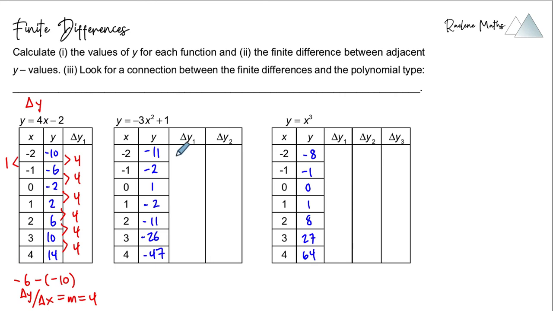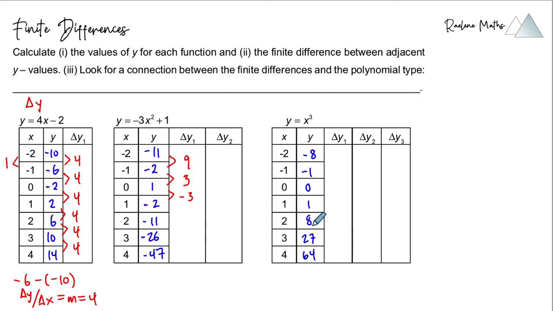Now let's go ahead and do the change in y for the next two functions. Negative 2 minus negative 11 is negative 2 plus 11, which is 9. 1 minus negative 2 is 3. Negative 2 minus 1 is negative 3. So I'm going to have you pause the video and go through calculating the rest of the finite differences for the quadratic and for the cubic functions.